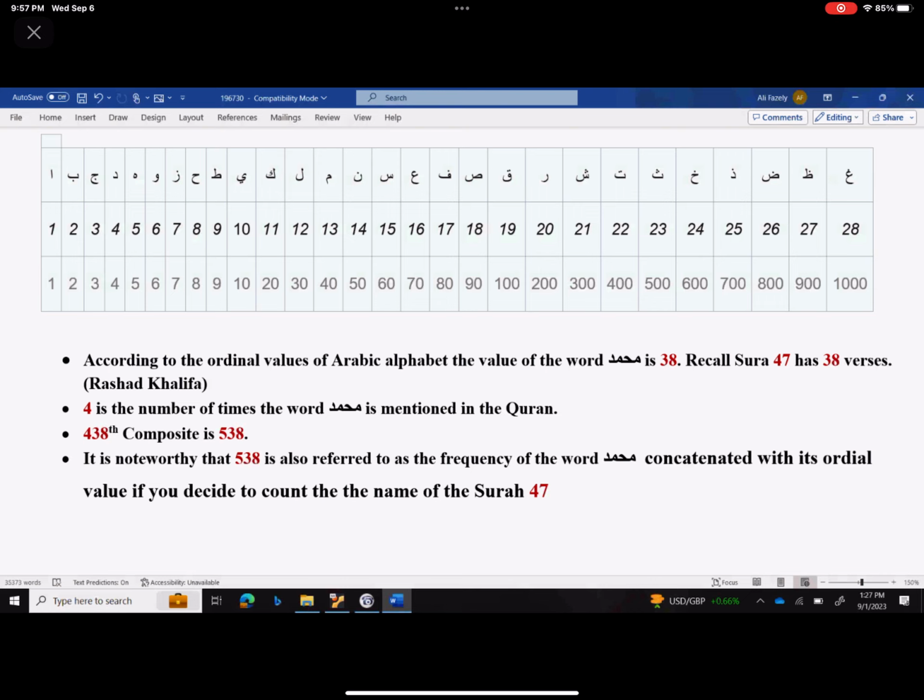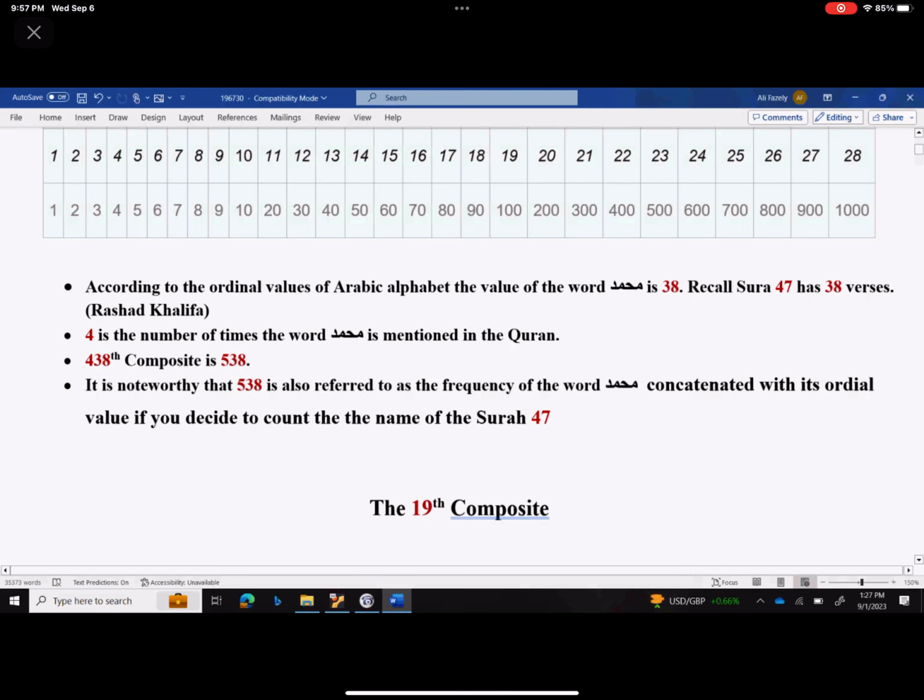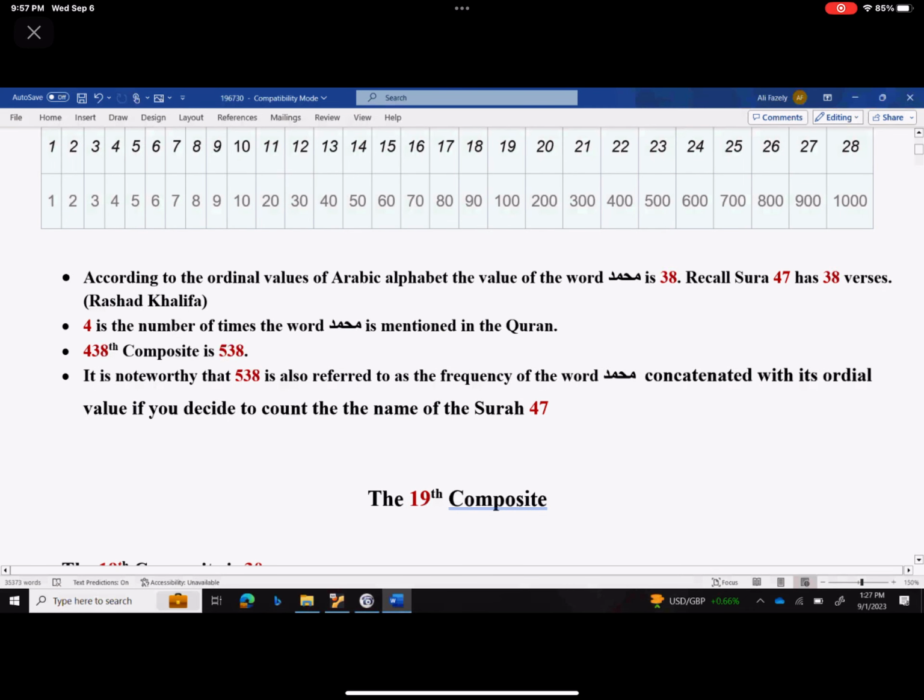This was a finding of Rashad Khalifa a long time ago. 4 is the number of times the word Muhammad is mentioned in the Quran, and the 438th composite is 538. It is noteworthy that 538 also refers to the frequency of the word Muhammad, concatenated with the ordinal value if you decide to count the name of Surah 46.